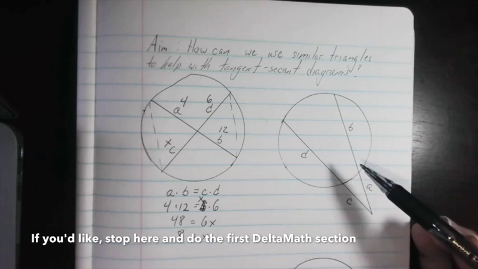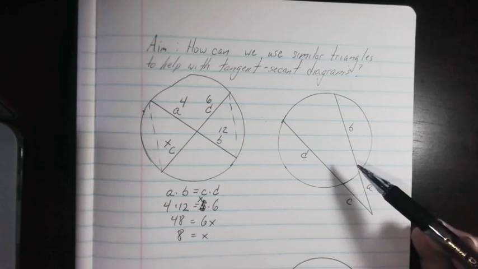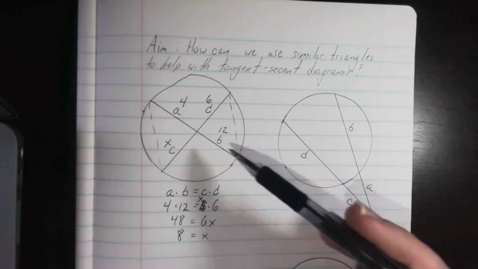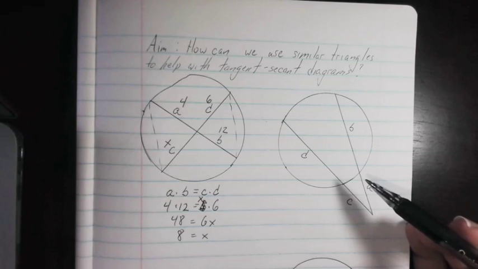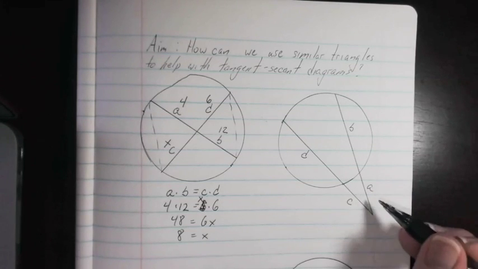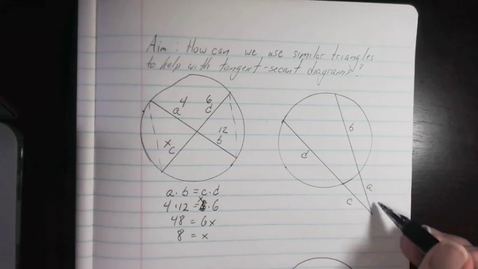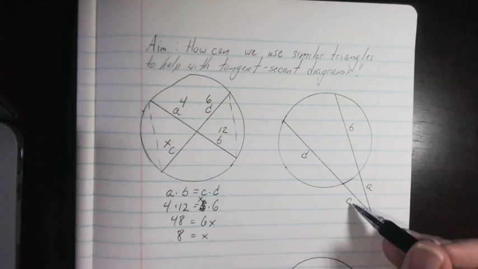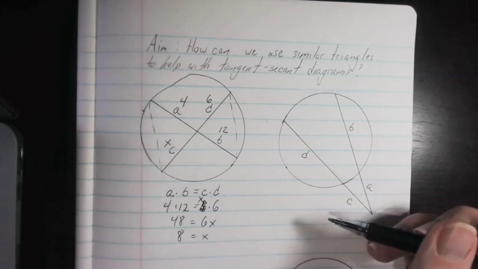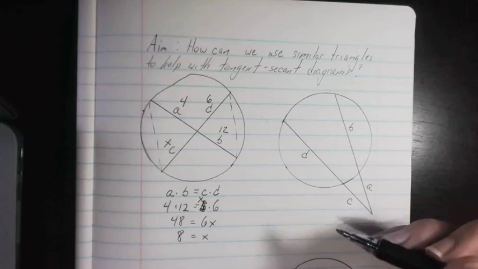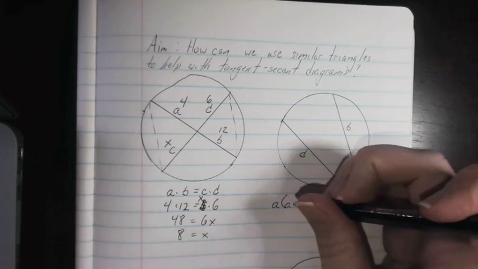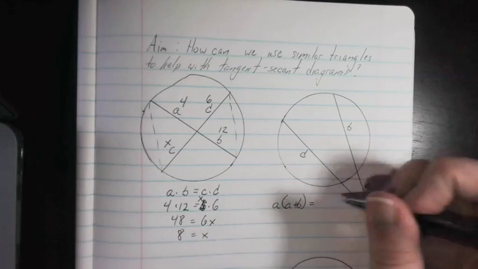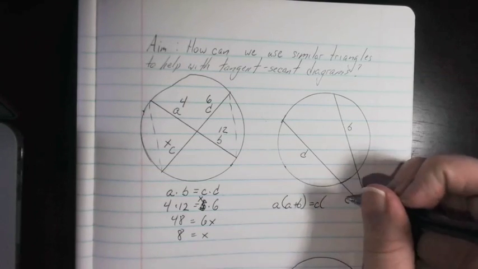This one, really similar process. We see two secant lines, just like this, except they're intersecting outside of the circle, not inside. That happens. The only difference is, we're going to say A times this whole length, and C times this whole length. So our formula looks a bit different. It's just going to be A times A plus B is equal to C times C plus D.